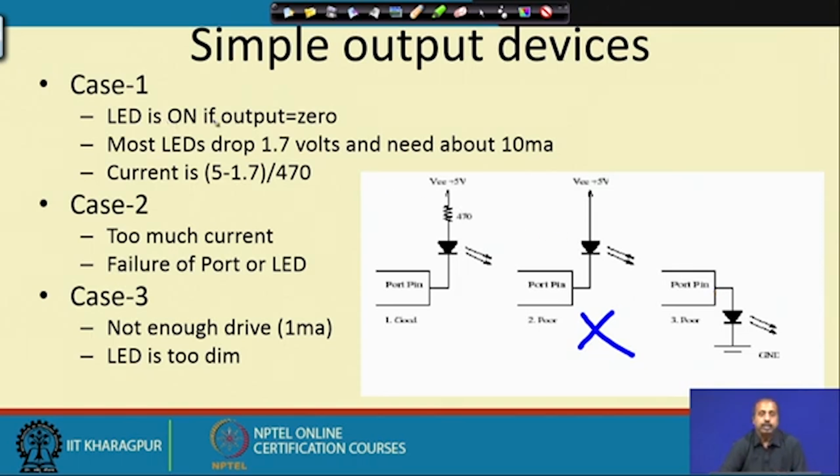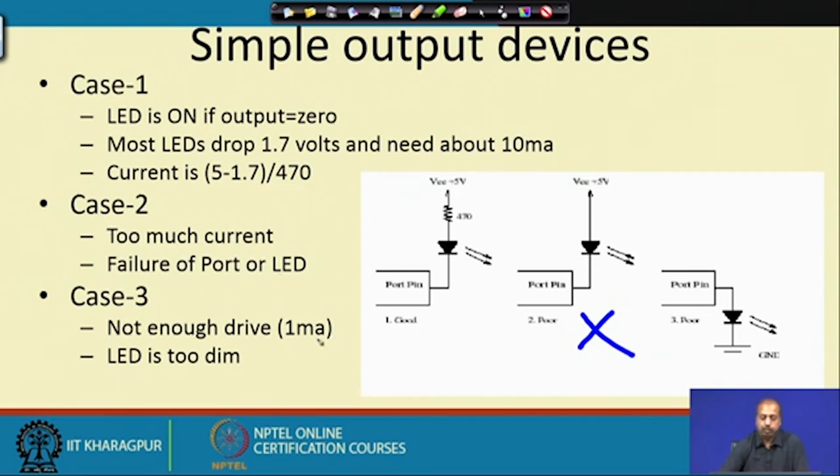In case 1, the LED is on if output is 0. Most LEDs drop 1.7 volts. For an LED to glow completely, you need about 10 milliampere of current. So, you can find out 5 minus 1.7 divided by 470. That is nearly 10 milliampere of current you will get if you put a 470 ohm resistance at this point. Case 2 is not advisable.